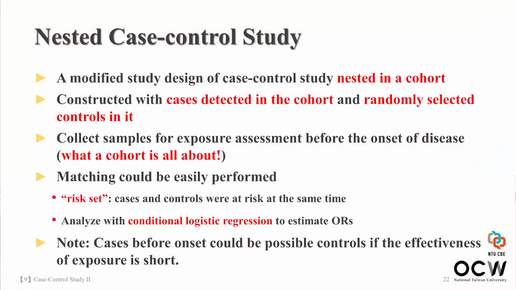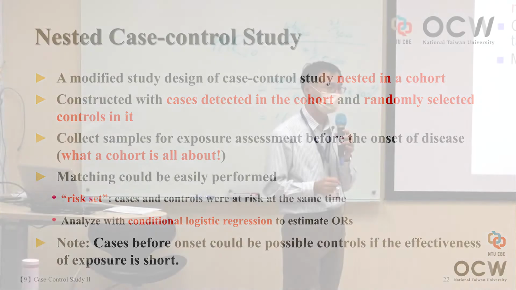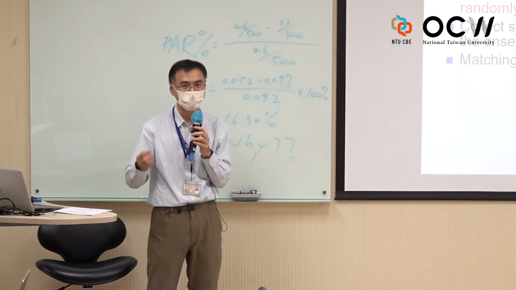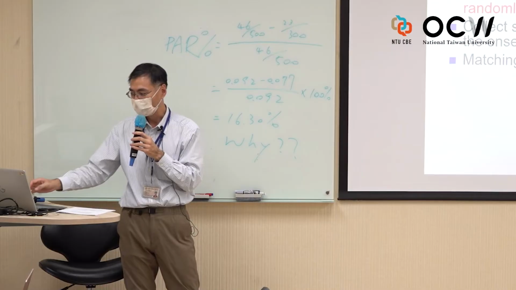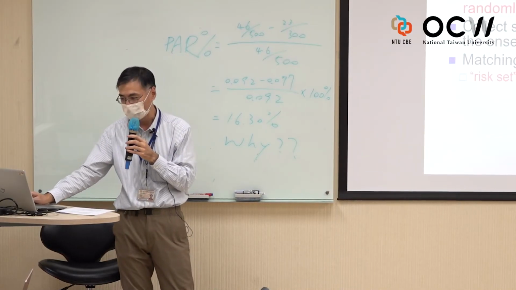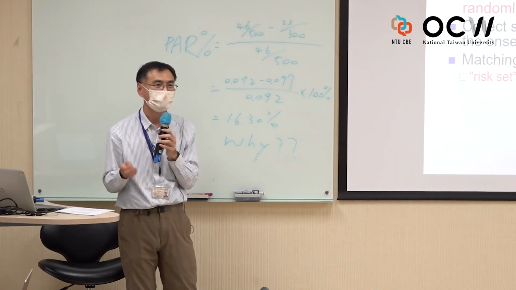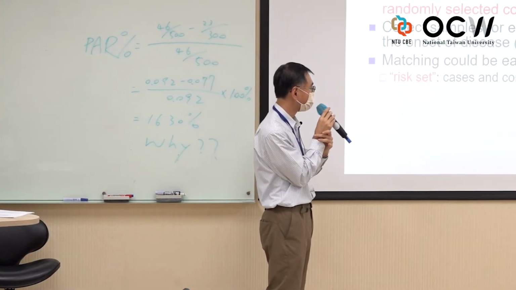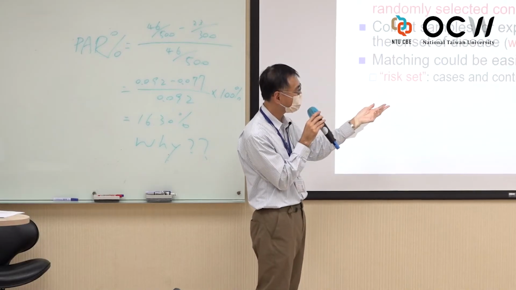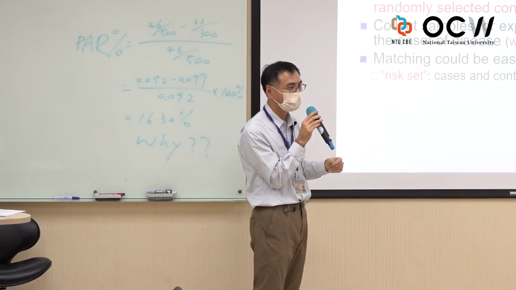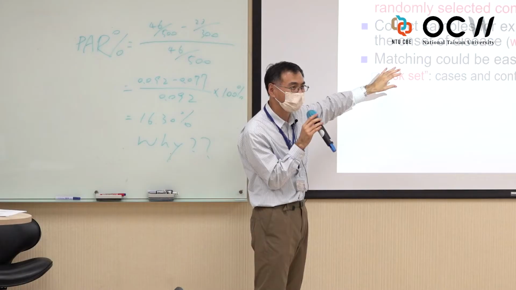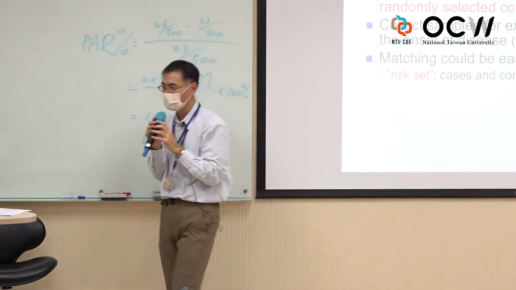And also you could do the matching. If you have some people who got the disease, you could choose the ones from the random sample who have no disease. You could perform matching. It's exactly the same as what we can do for a case control study. For the purpose of what? Confounding control, right? And if they have been matched, we call them the same risk set. So the cases and controls are at risk at the same time, but they have exactly the same age or gender and so on for the confounders we are going to control.